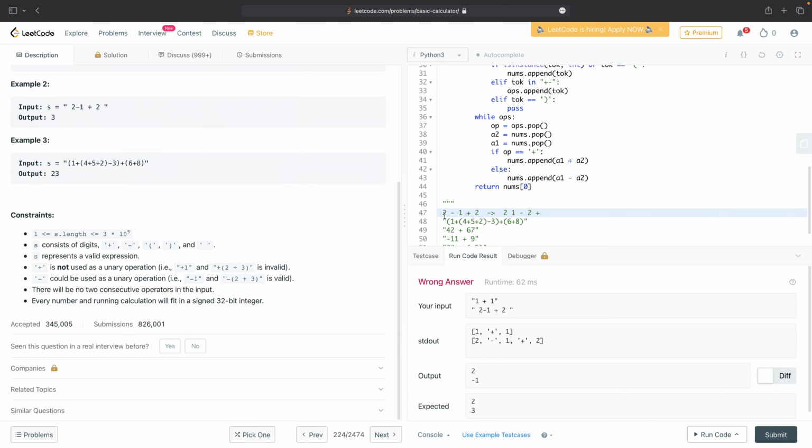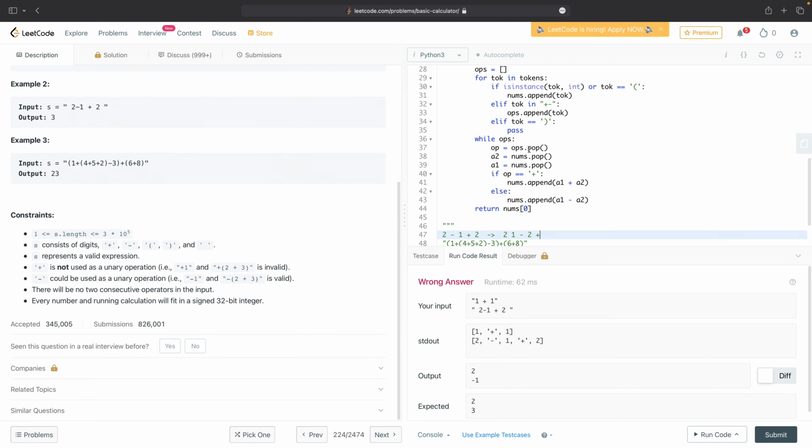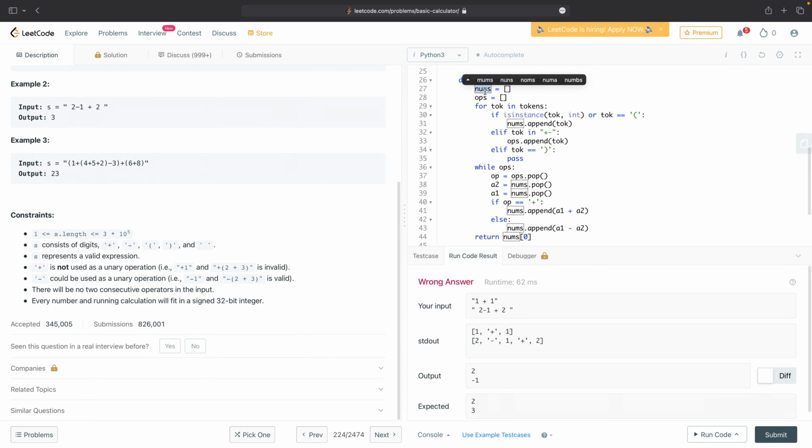So if I've got 2 minus 1, that's going to be 2, hold the minus, 1, push the minus. So not nums, but out. And we'll deal with parentheses later.